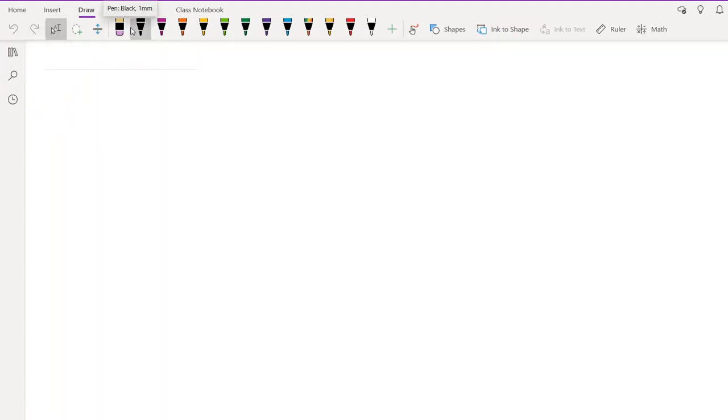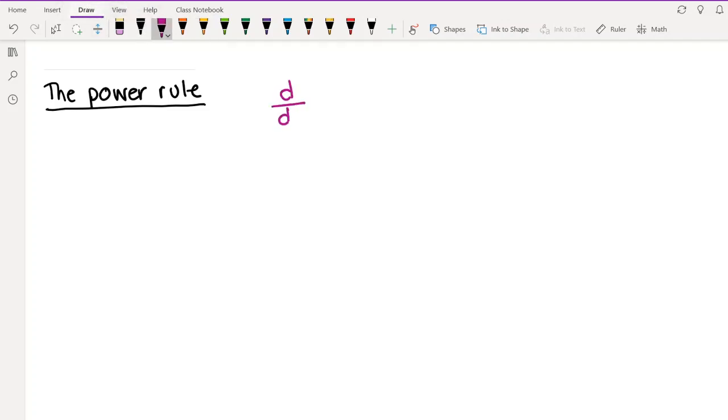Okay, so let me write out formally what we basically just introduced on the last page. So this is what's called the power rule. So I'm going to introduce a little bit of new notation. And we're going to be using this a lot because we're going to be introducing all of these new derivative rules. So if I write something that looks like this, d over dx, that literally means the derivative of.